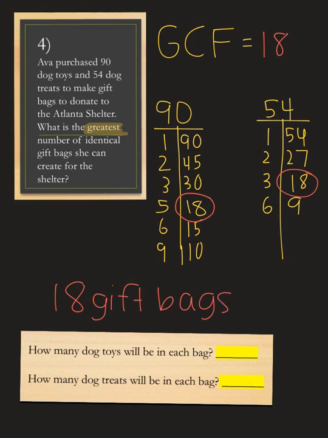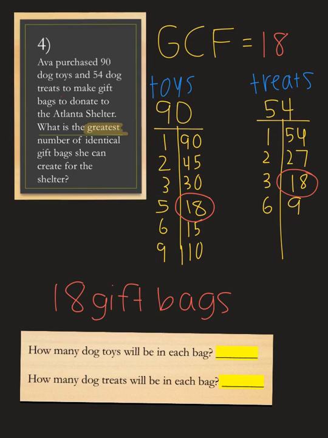Now, there are two more parts to this question. They ask us, how many dog toys will be in each bag? Well, we started with 90 dog toys. So I'm going to put toys up top, above that 90 right there. And then we started with 54 treats. So I'm going to put treats above that 54.